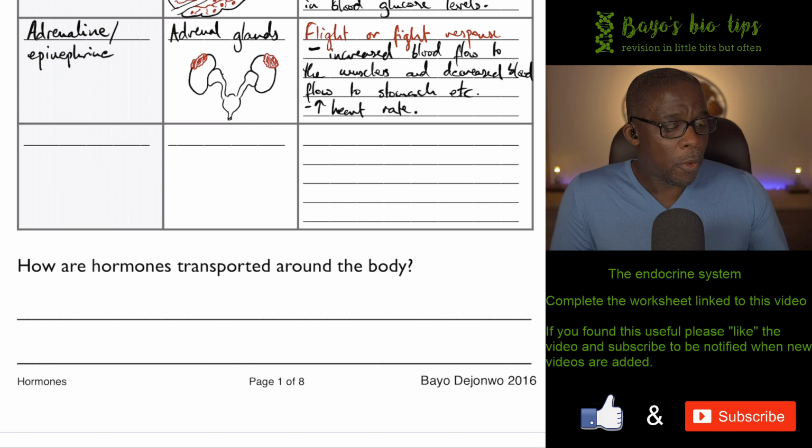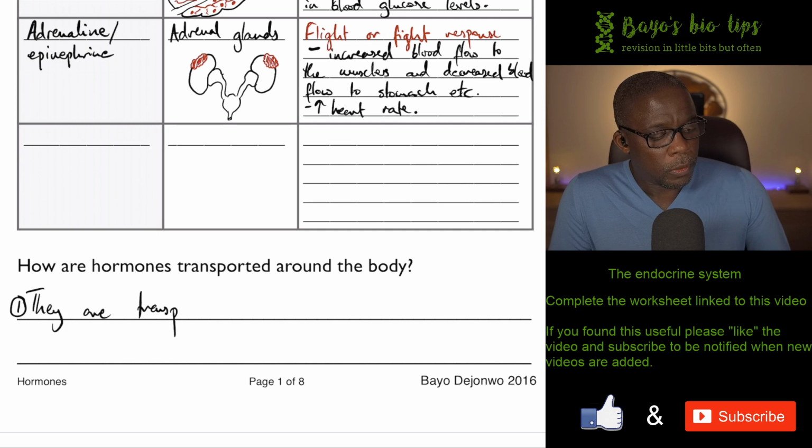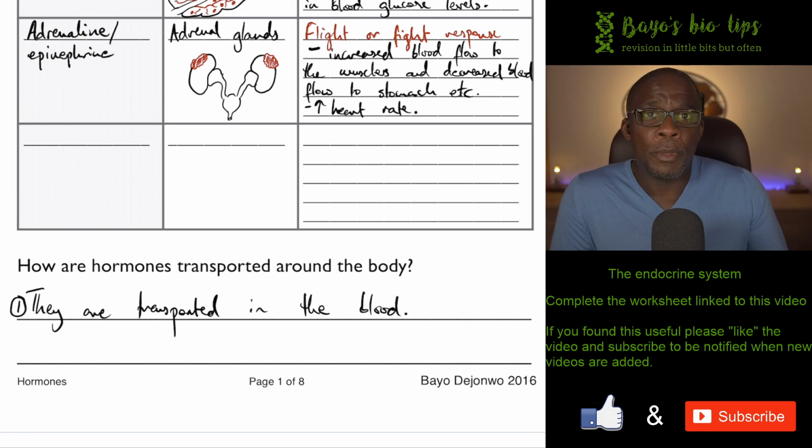Okay, so how are hormones transported around the body? They are transported in the blood. However, if you think about it, the blood goes everywhere. So how does your body determine which parts will respond to the hormone?